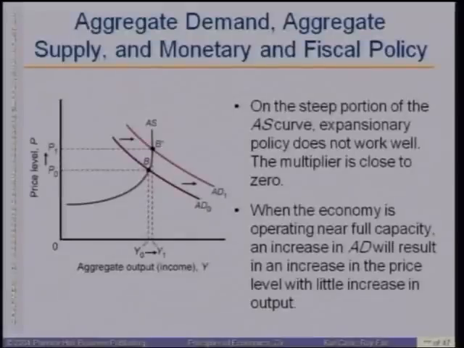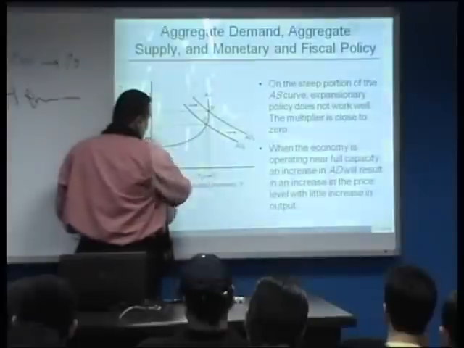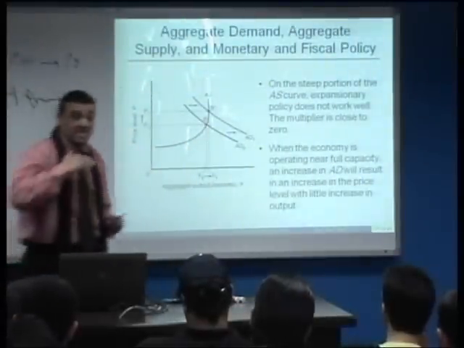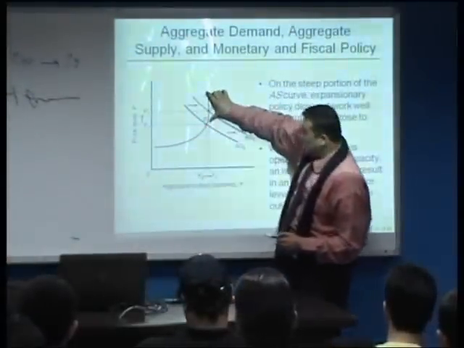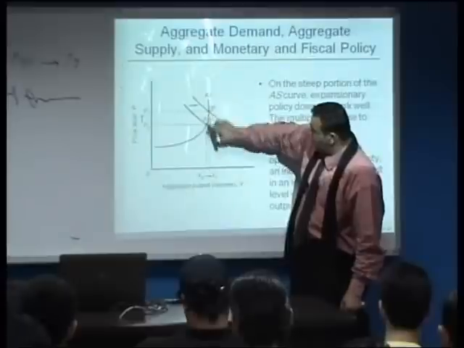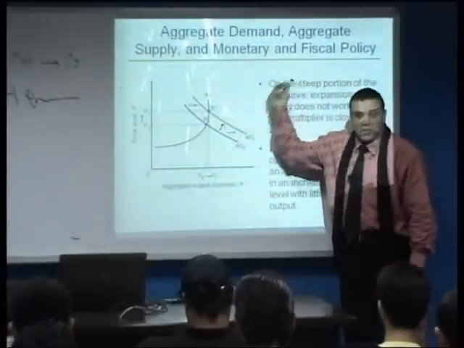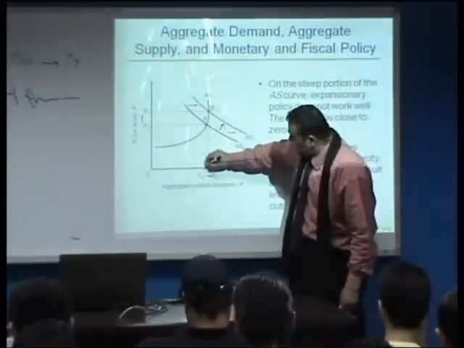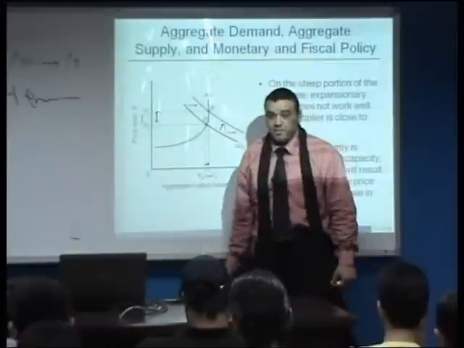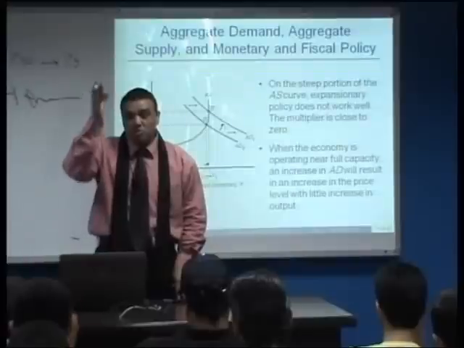On the steep portion of the aggregate supply curve, the expansionary policy does not work well. Now come here, in the long run, when the aggregate supply curve is steep or steeper, it's close to the vertical line. So in this case, suppose we use an expansionary policy. This leads to what? A small increase in Y and a large increase in prices, because the slope of the aggregate supply curve is close to a vertical line.